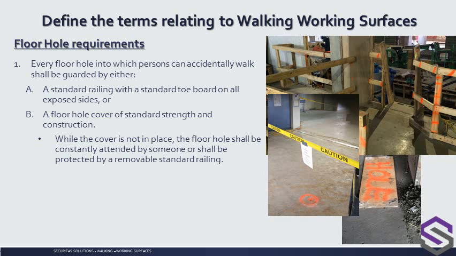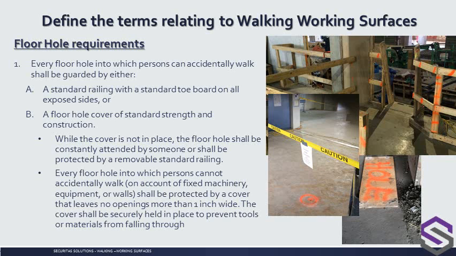OSHA also understands that there may be some floor holes into which people cannot accidentally walk on account of fixed machinery, equipment, or walls even being in the way, but it shall still be protected by a cover that leaves no openings more than 1 inch wide. You see, OSHA understands that just because someone can't walk into it, it doesn't stop tools or materials from falling through it to a lower level. So OSHA wants it covered and secured.